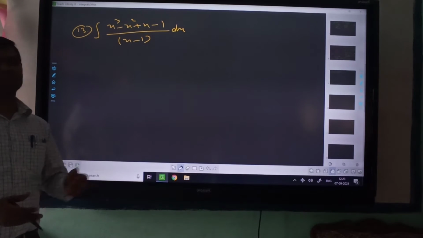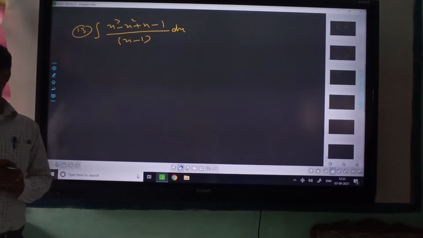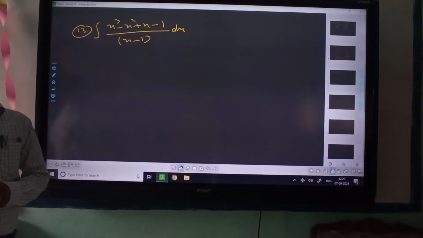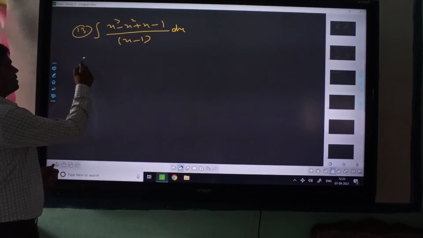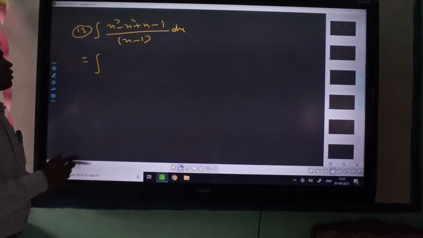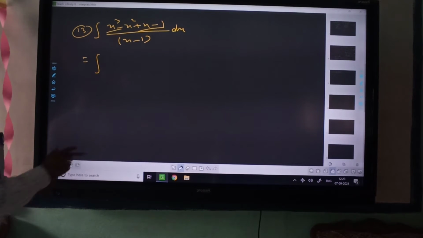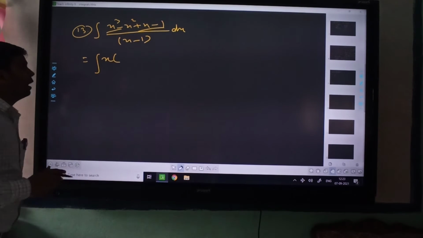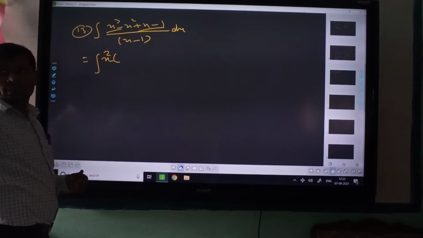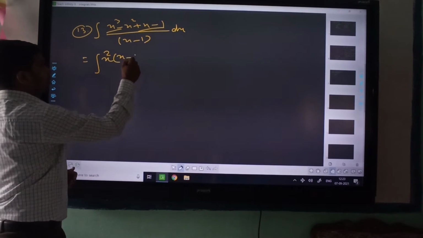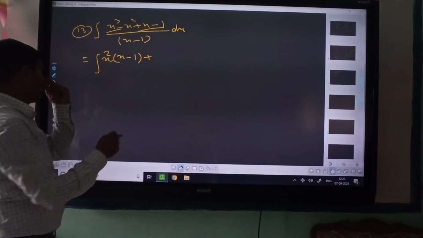So what will you do? Simple things. Yes, you are right. He is saying that from these two terms and these two terms we should take something common. What can be taken out as common? x square can be taken out common from the first two terms, leaving x minus 1. And from the next two terms, 1 can be taken out common.